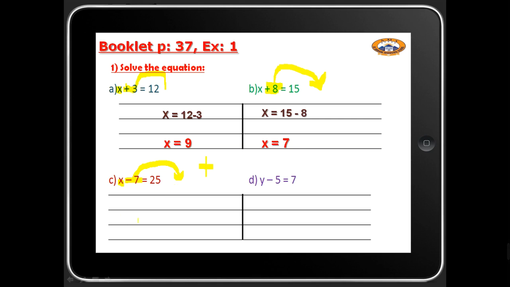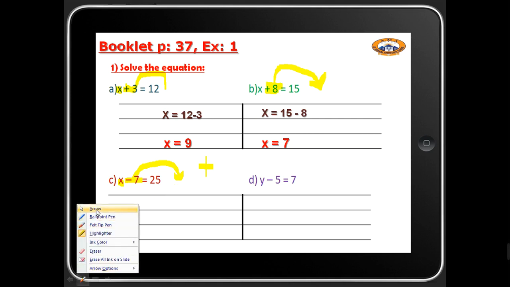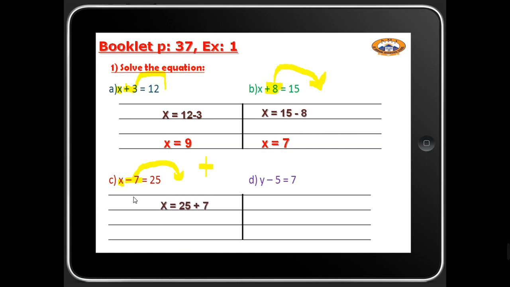So this will give me the x equal, yes, 25 plus 7, and we don't write here 7 anymore because we traveled to the other side. So the answer is going to be, excellent, all of you, 25 plus 7, it will give me 32. So my x here is equal 32. I think it has become easier for you now.